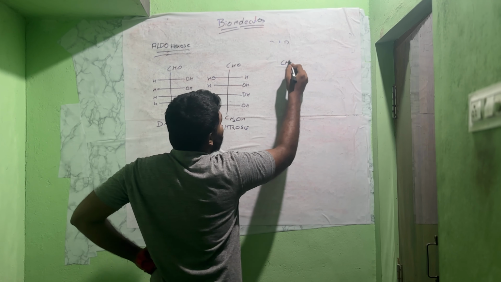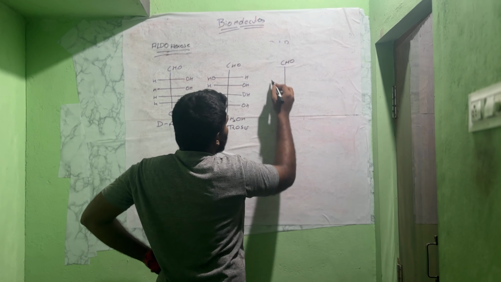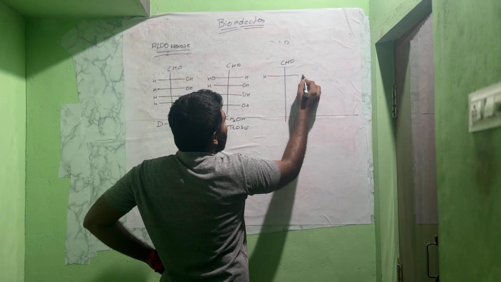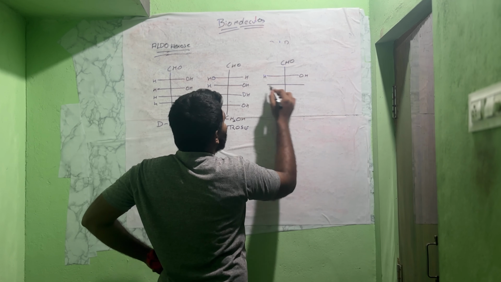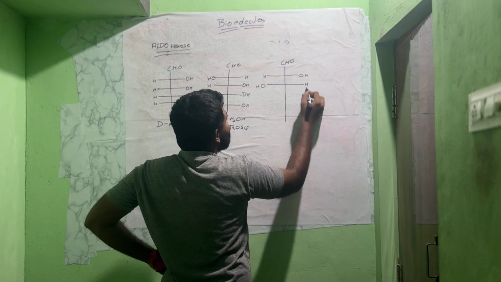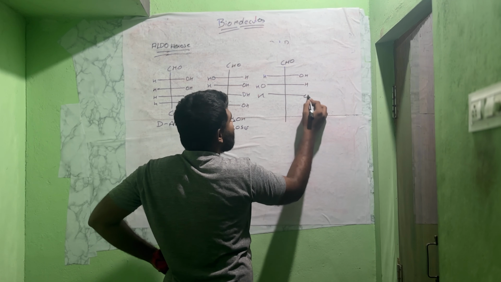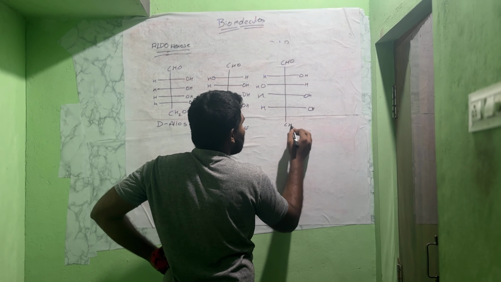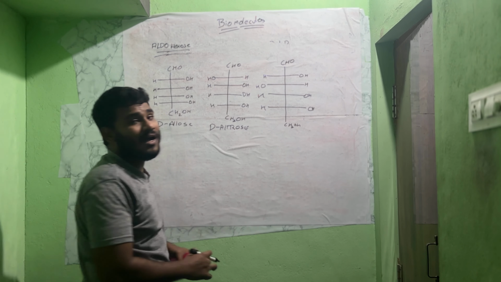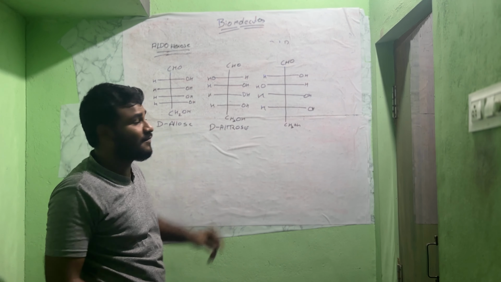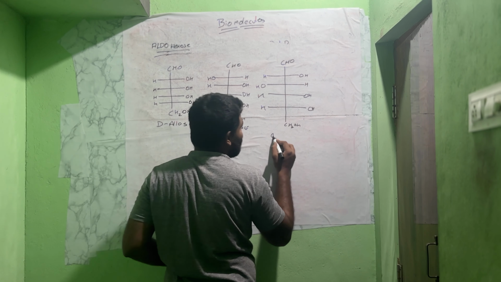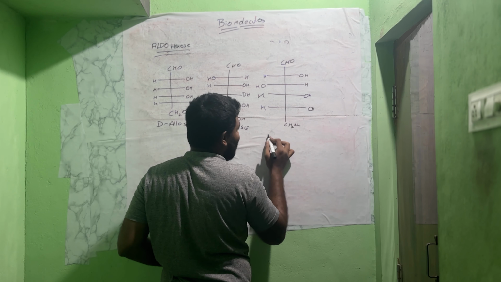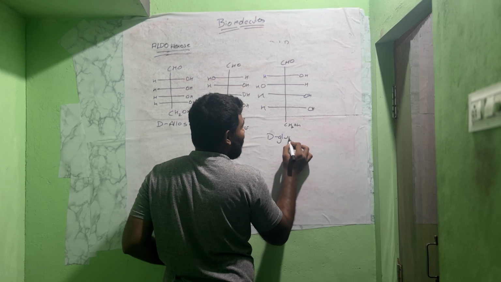Third one, OH, CH2OH. If the third epimer is changed from right to left, it is known as D-glucose. Okay, this is D-glucose.